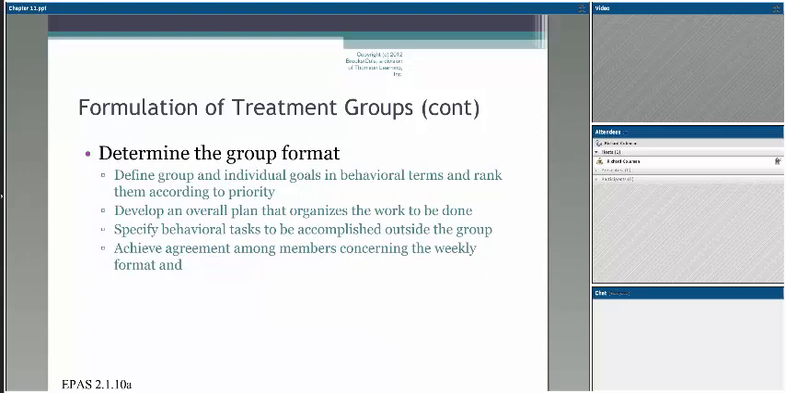Determining the format. Is this going to be a group that has individual goals and behavior terms? And then how do we rank those? All of the things that are listed here in the blue are things to think about when we're determining the group format and how we're going to actually set up what the behavioral tasks actually are.